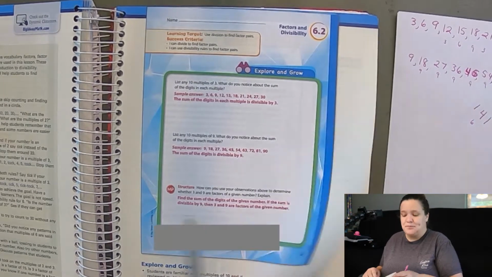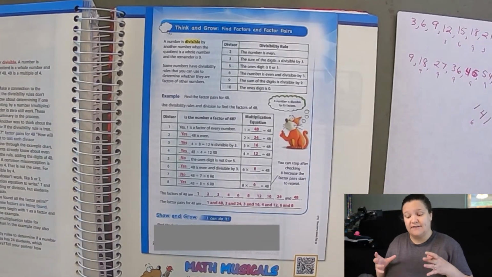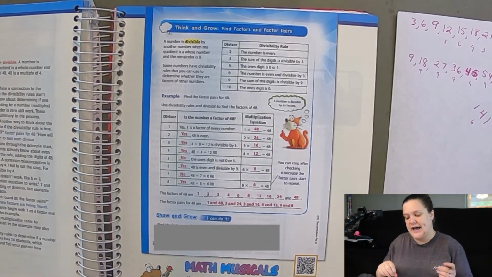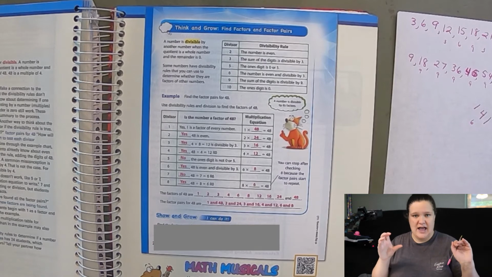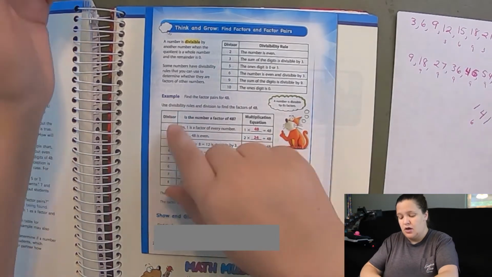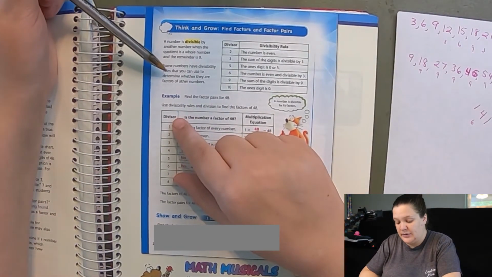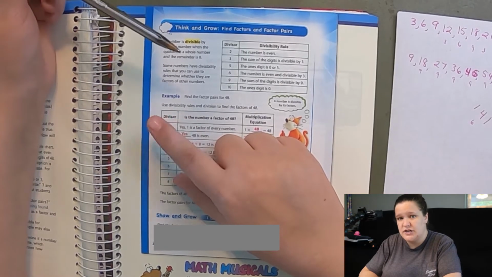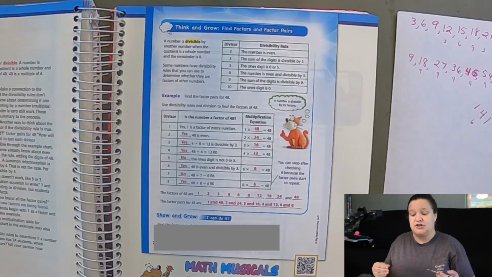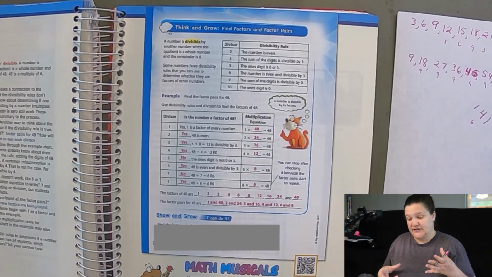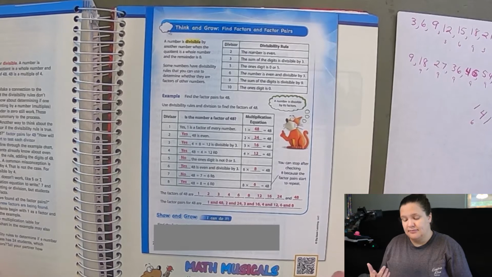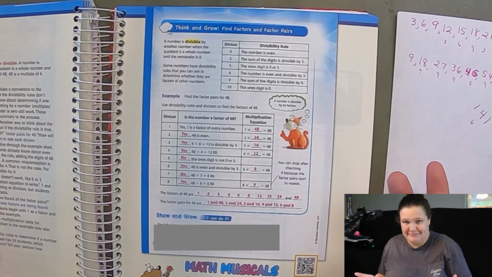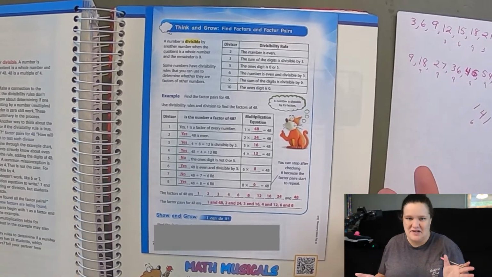All right, so let's look at some of the rules of divisibility. A number is divisible by another number when the quotient is a whole number, when the answer when you divide is a whole number and it does not have a remainder. Some numbers have a divisibility rule that makes it a little bit easier to determine whether they're factors of a number. There's a rule for 1. 1 is a factor of every number. So 1 is always going to be a factor.